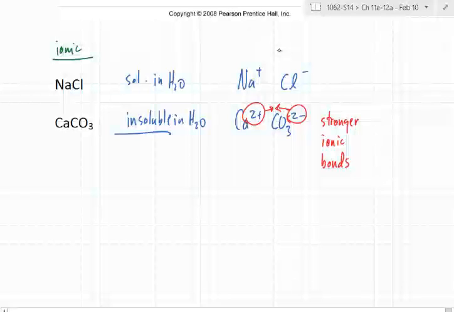Those attractive forces of those ions are pretty much replaced by the ion-dipole forces of the water molecules surrounding them. But for calcium carbonate, the ion-dipole forces aren't strong enough for water molecules to surround those ions like that. So that's the typical trend in insoluble ionic compounds. They tend to have larger charges like that and stronger ionic bonds in general.